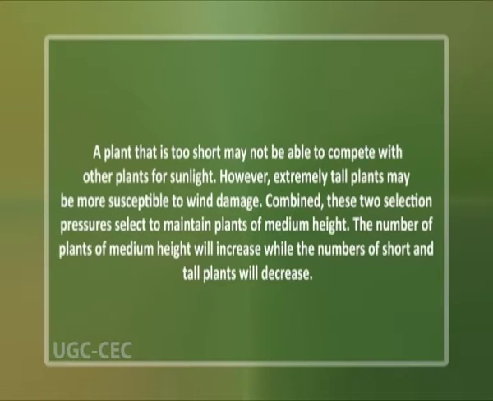A plant that is too short may not be able to compete with other plants for sunlight. However, extremely tall plants may be more susceptible to wind damage. Combined, these two selection pressures select to maintain plants of medium height. The number of plants of medium height will increase while the number of short and tall plants will decrease.